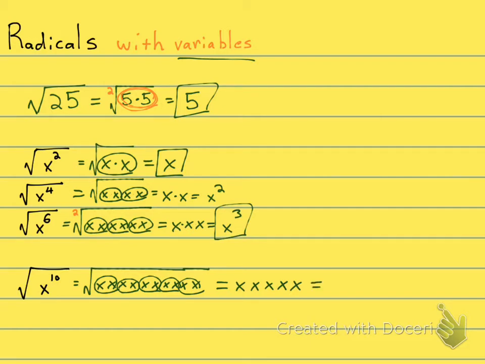And when I put all these together, right, x to the 1st times x to the 1st times x to the 1st times x, I'll have x to the 5th. Okay, so that's the general idea of radicals with variables.